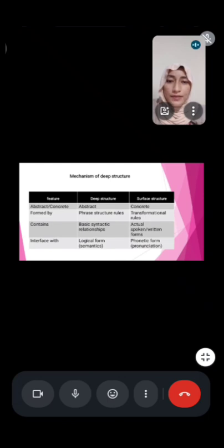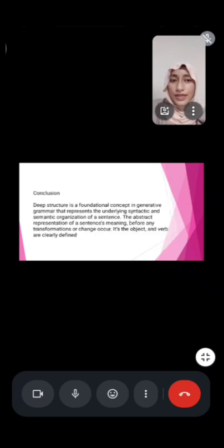Mechanism of deep structure. Features: deep structure, surface structure. Abstract or concrete: abstract, concrete. Formed by phrase structure rules for deep structure, transformation rules for surface structure. Deep structure contains basic syntactic relationships. The surface structure, actual spoken or written forms. Interface with the deep structure: logical form, semantics; the surface structure: phonetic form, pronunciation.